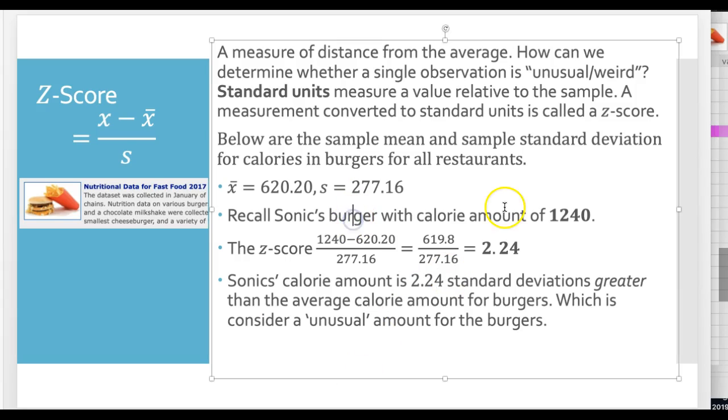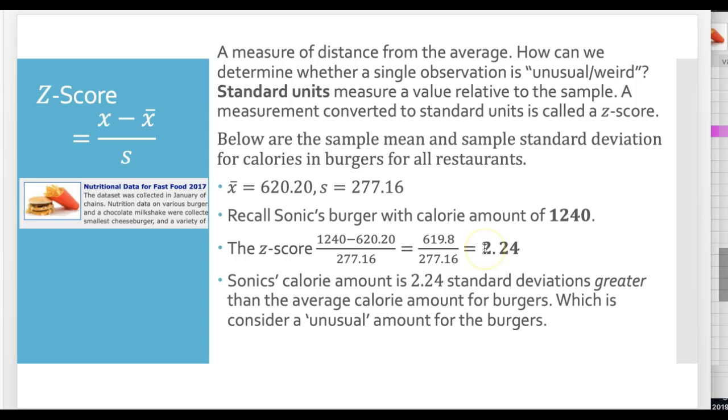All right, so if you go here, we do the same thing. We compare the difference of the calorie amount with the average calorie amount. And we say that the Sonic Burger has 619.8 more calories than the average calorie amount. So we compare that to the difference that we would expect to see, the typical difference, and what we get roughly is 2.24. So in this case, we say Sonic's calorie amount is 2.2 standard deviations greater than the average calorie amount for burgers. The reason it's greater is because it's positive. And obviously from this difference here, we knew it was greater.